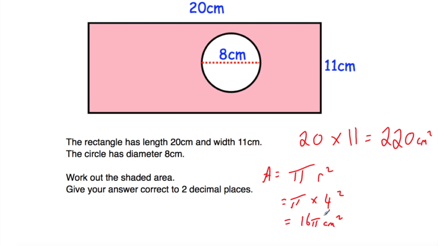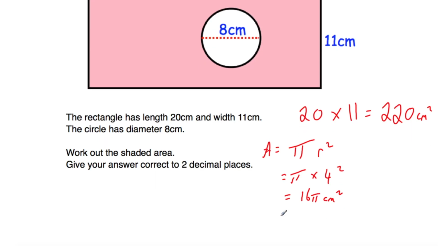You could leave it in terms of pi, or as a decimal number. If you write it as a decimal, that'll be 50.26548246 centimeters squared. So that's the area of the circle. And we've been asked to calculate the area of the shaded region.